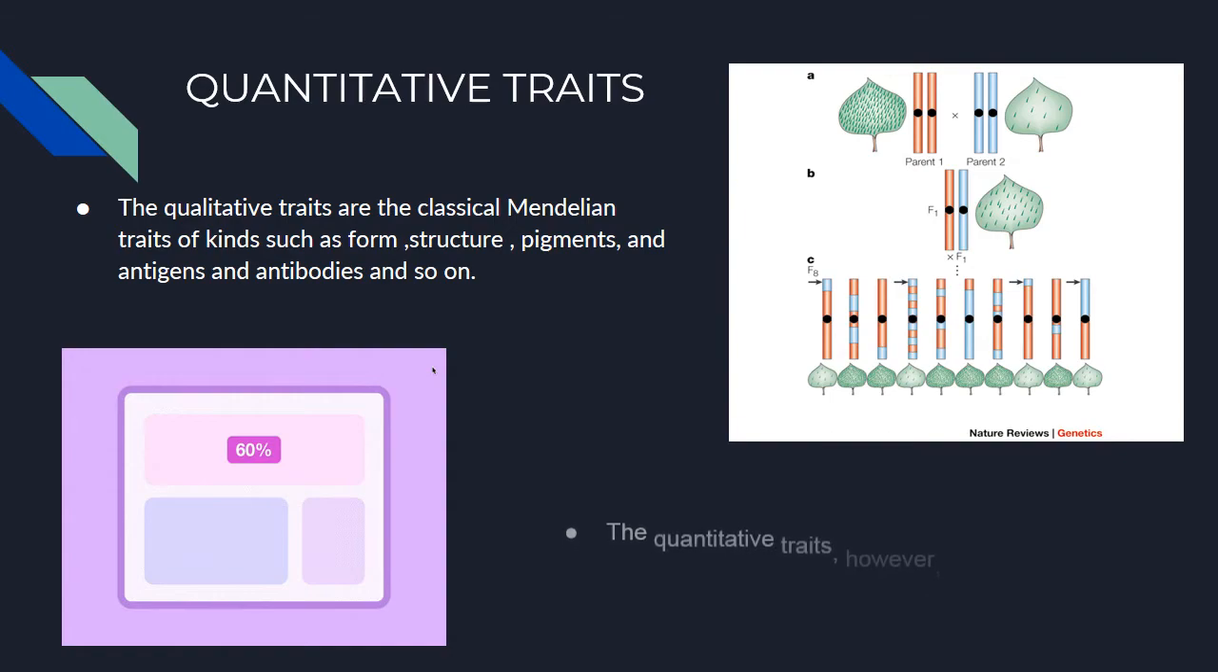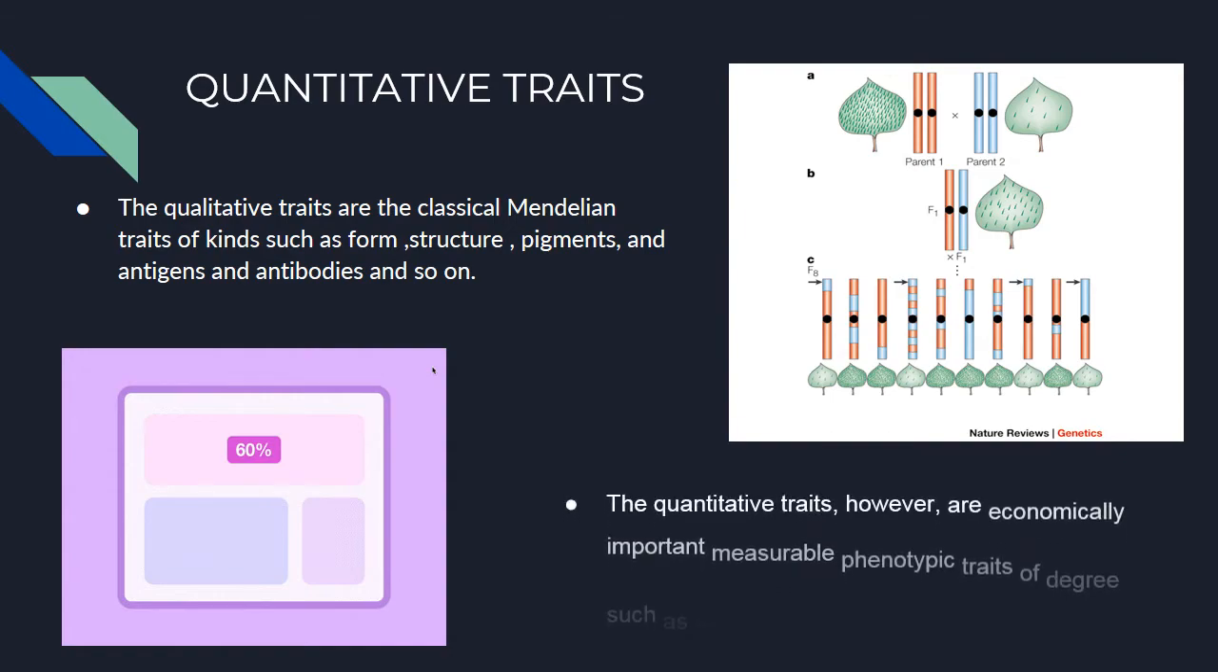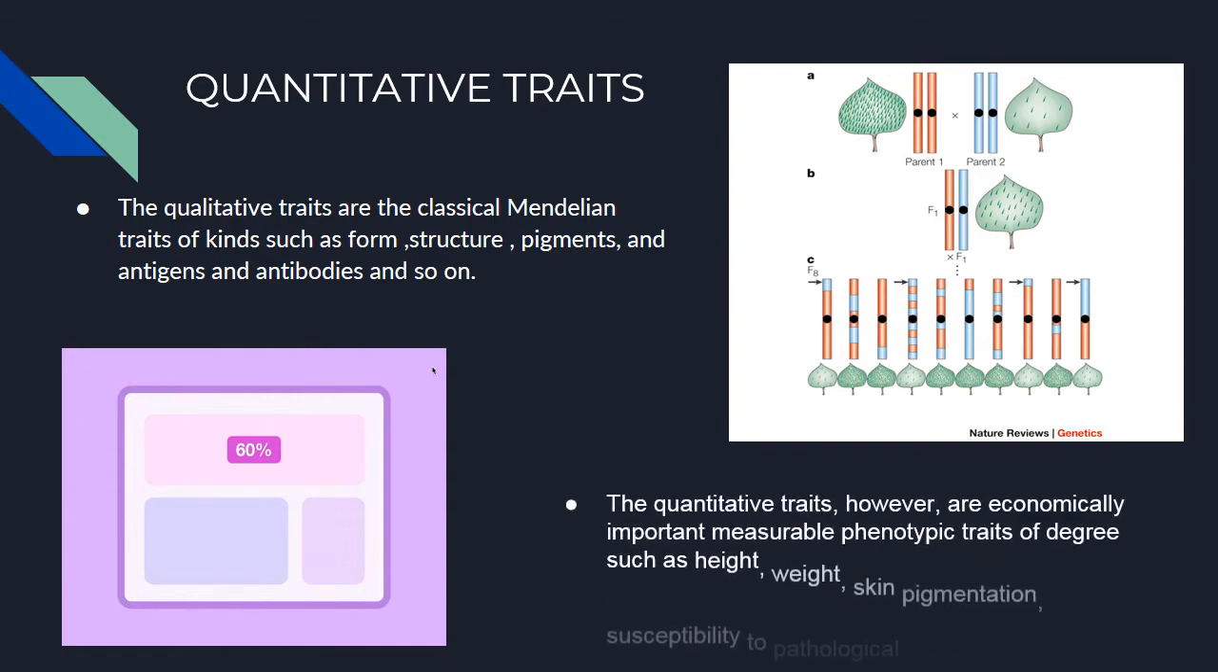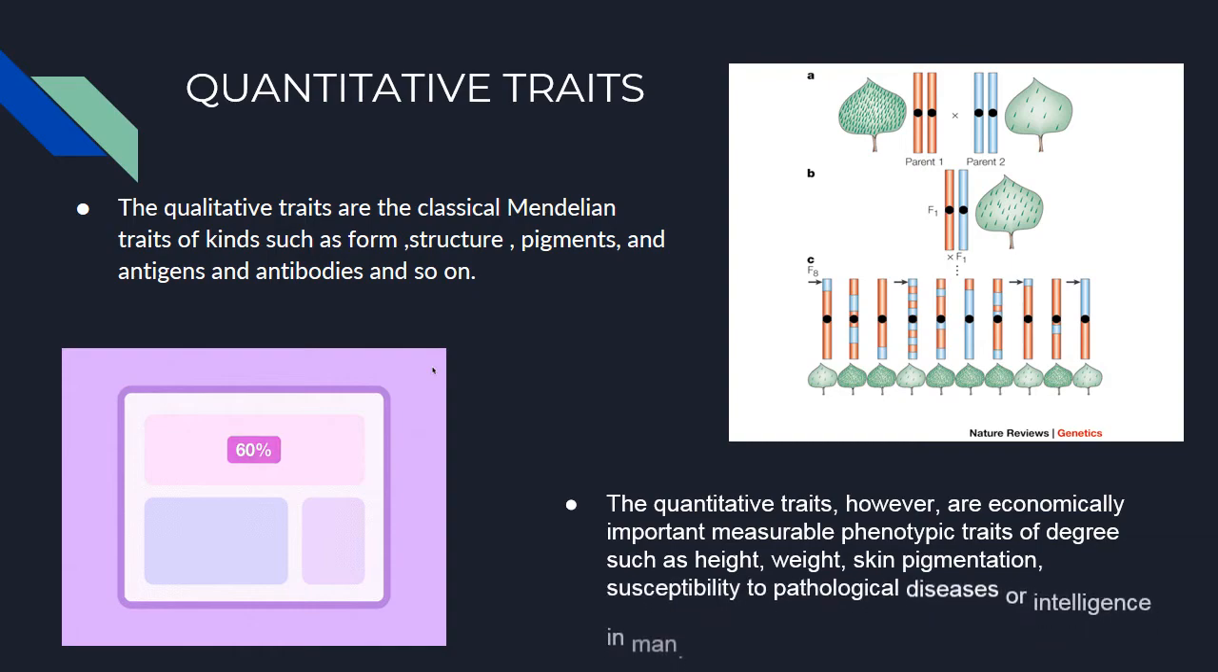The quantitative traits, however, are economically important measurable phenotypic traits of degree such as height, weight, skin pigmentation, susceptibility to pathological diseases, or intelligence in man.